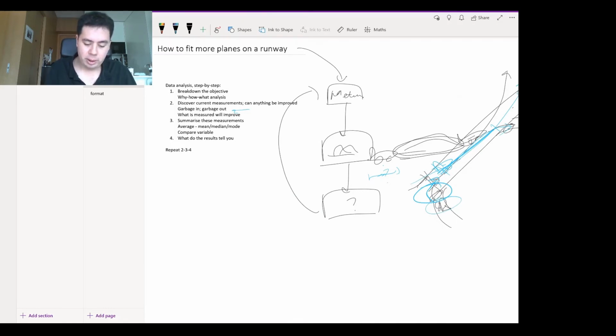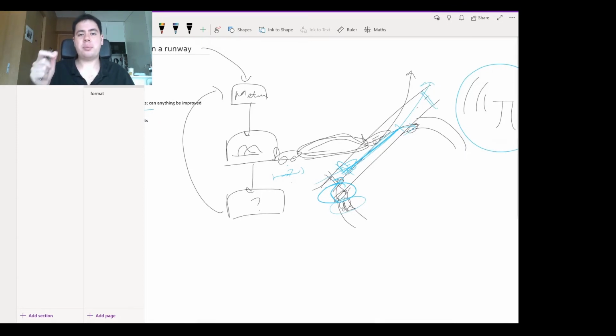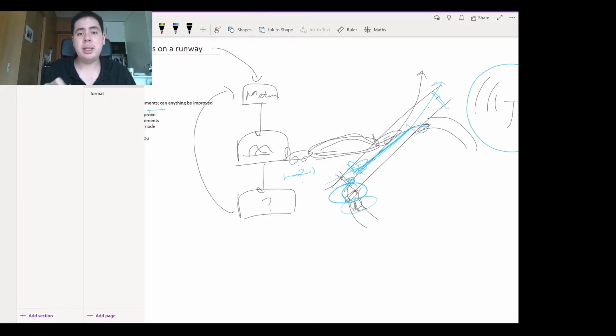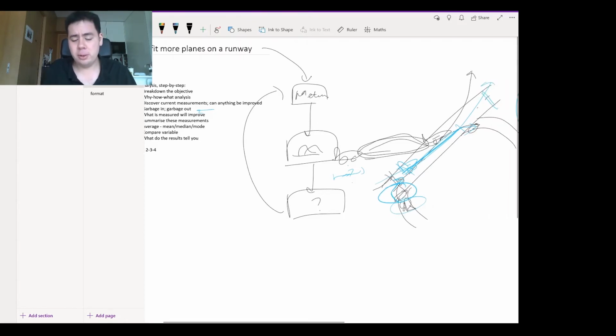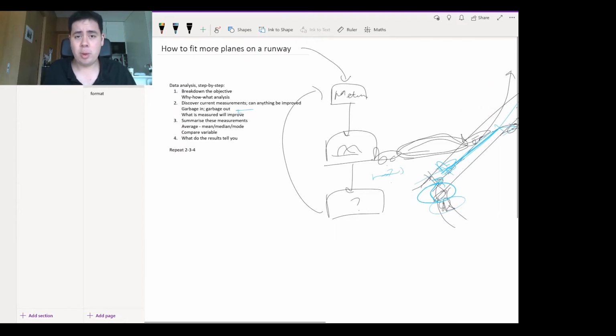What is measured will improve. So whatever metrics we define, they're going to be the ones that people will focus on improving in the future. So do our metrics reflect our objective? And how do our metrics reflect our objective? Our objective is to get more planes onto the runway. So how come I'm talking about runway occupancy time, or how come I'm talking about pilot lineup time? What do those have to do with how to fit more planes on a runway?